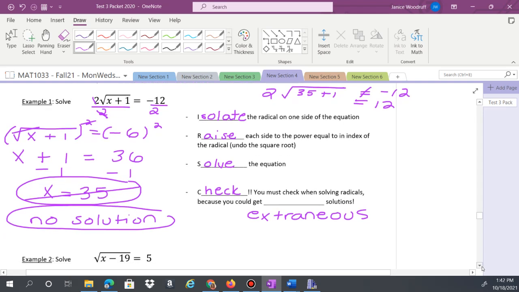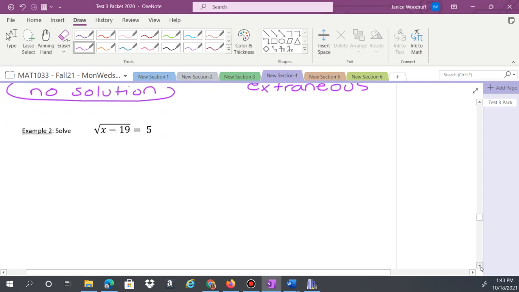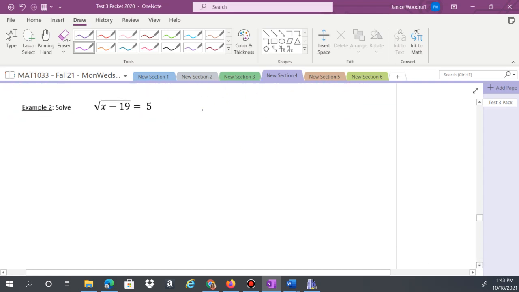Let's look at example 2. We have square root of x minus 19 equals 5. I isolate. Is this already isolated? Yeah. Then R, raise. Take both sides, we're going to square them. So the x minus 19 is now free from underneath that square root, and 5 squared is 25. Then S, I'm going to solve. I'm going to add 19. That should give you x equals 44.